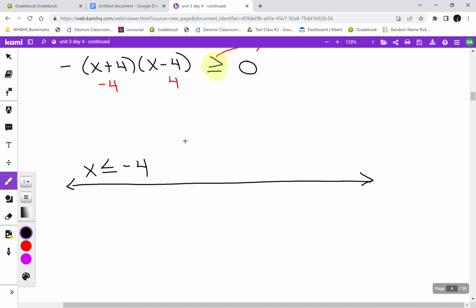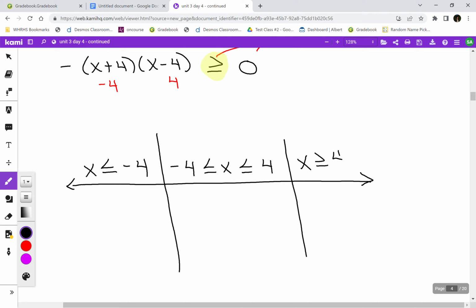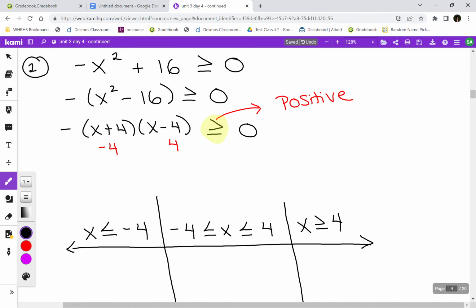All right, so that's our furthest to the left, what we're testing. Now, what do I test in the middle? Perfect. We're going to test a number in between them. And furthest to the right, what are we testing? Good. X is greater than or equal to 4. Do we ever choose the reference numbers? No. So let's pick a number that's less than -4.